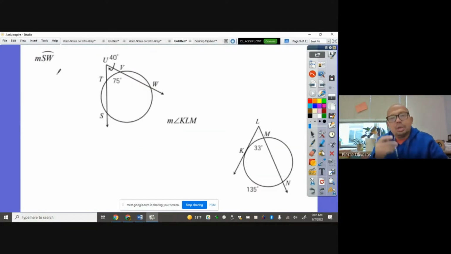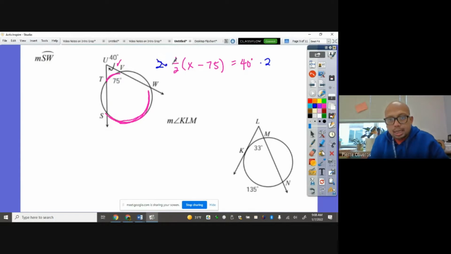Next, this time we're looking for the arc SW. So we're looking for the intercepted arc, the larger arc there. I know the smaller one and I know the angle SUW. So we know the formula is half of the larger one, which is, let's say, X, minus the smaller one, 75. The answer there will be the angle measurement, right? So again, we're going to multiply by 2 here. This will cancel out. So X minus 75 is equal to 80. Add 75 on both sides. That will give us X equal to 155 degrees. So this is 155 degrees.